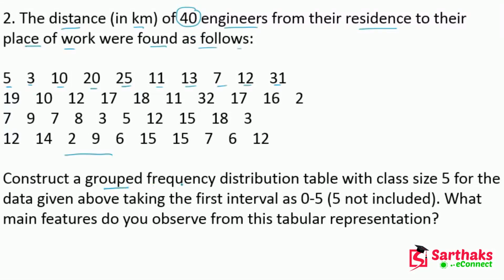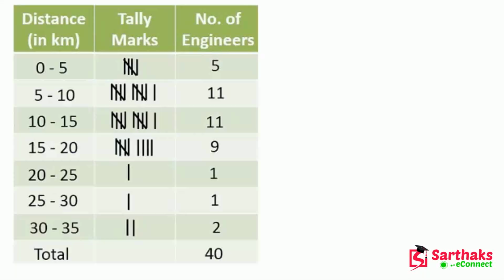Now construct a grouped frequency distribution table with class size 5 for the data given above, taking the first interval as 0 to 5, where 5 is not included. Now, what main features do you observe from this tabular representation? Got it? Yes. So now let's draw the table.